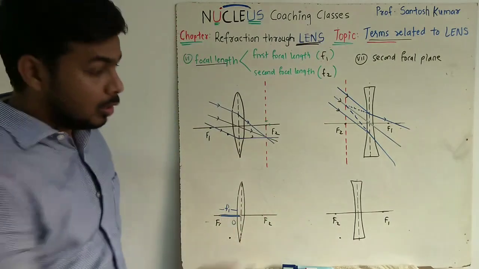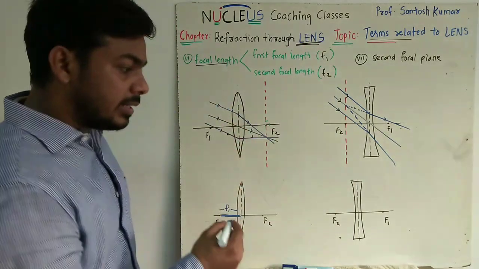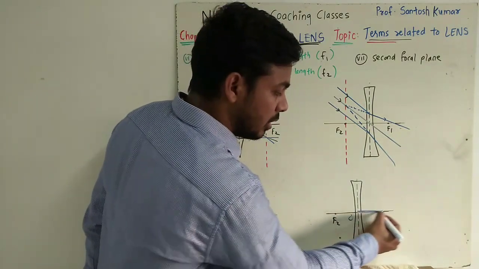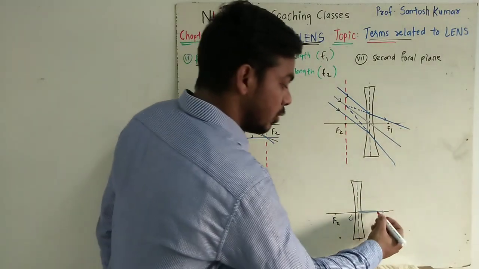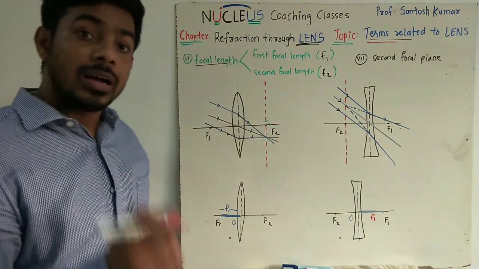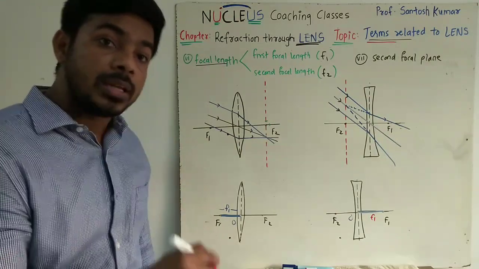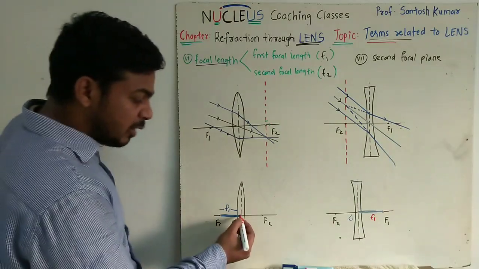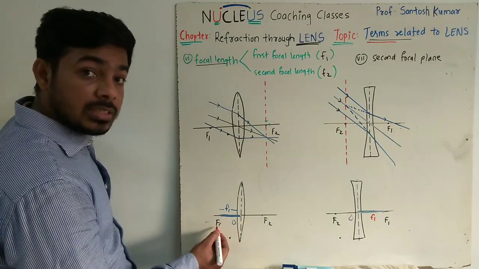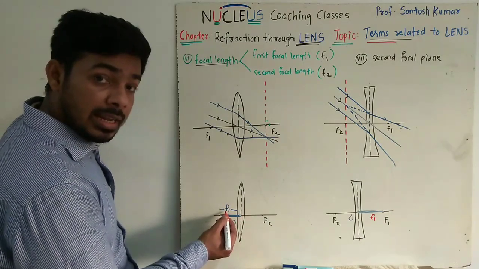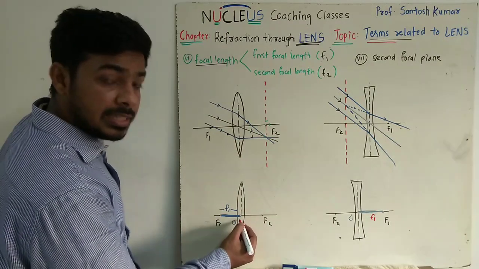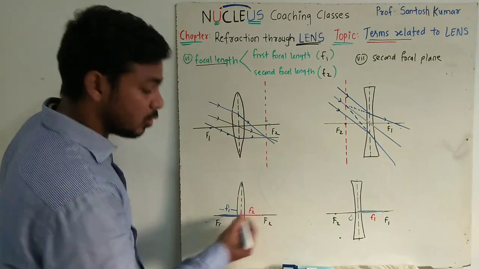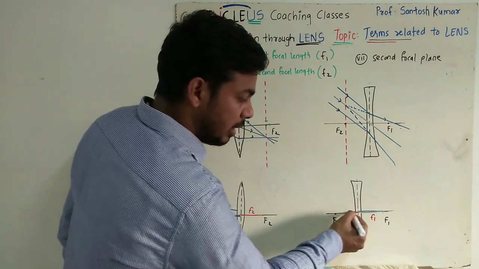small f1. For a concave lens, it will also be the distance between the optical center O and the first principal focus, which is f1. This is denoted by small f1. So focal length is the distance between the optical center and the principal focus on the principal axis. If it is the distance between O and f1, it will be the first focal length, and if it is the distance between O and the second principal focus f2, then it will be the second focal length, called small f2.